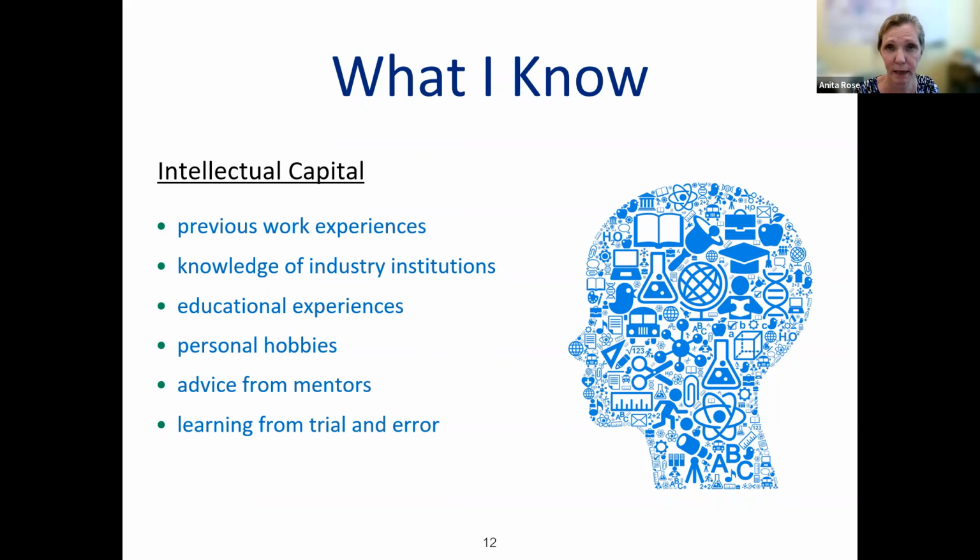It may be advice from mentors, which is fantastic to have some type of a mentor. When you're in business for yourself, you always want to reach out to someone that can help you, that knows more than you in that business, and that can help you to grow your business. Learning from trial and error also helps you with your intellectual capital.